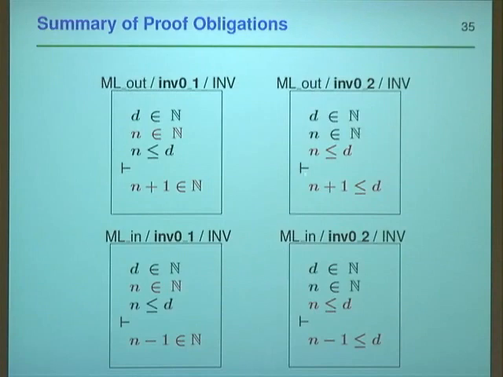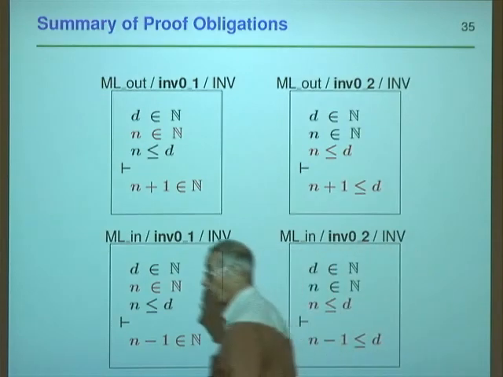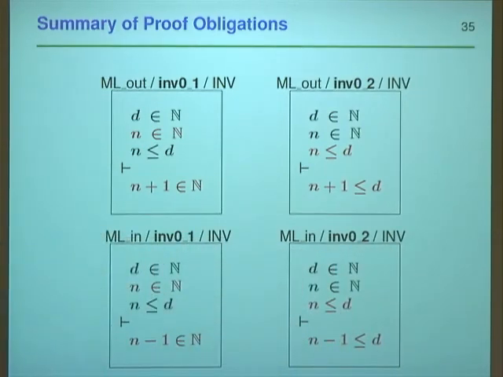But here we have a problem because when n is equal to d, n plus 1 is not smaller than or equal to d. And here, when n is 0, n minus 1 is not a natural number. We discover that our events are no good because of this, so we have to solve this difficulty. Here we would like to have n strictly smaller than d, and here we would like to have n positive. Then n minus 1 is still a natural number.